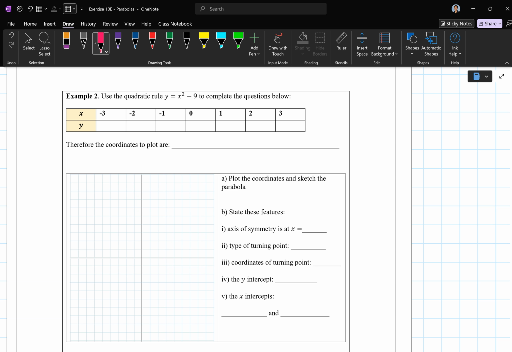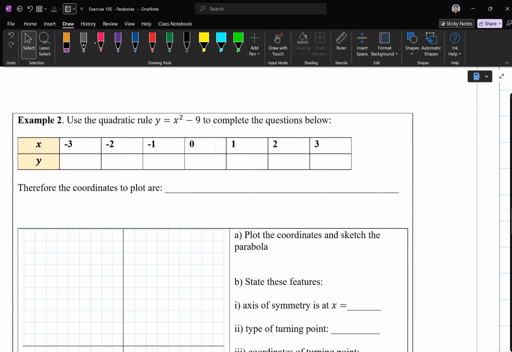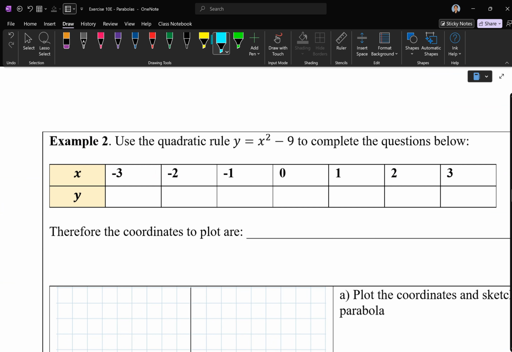One, identify the points like we just did. And then example 2, well, they might not give you the graph. You have to plot the graph yourself and then figure out where the x and y-intercepts and turning points are. So here, they give you the equation. They tell you this is the rule. They give you a bunch of x coordinates.